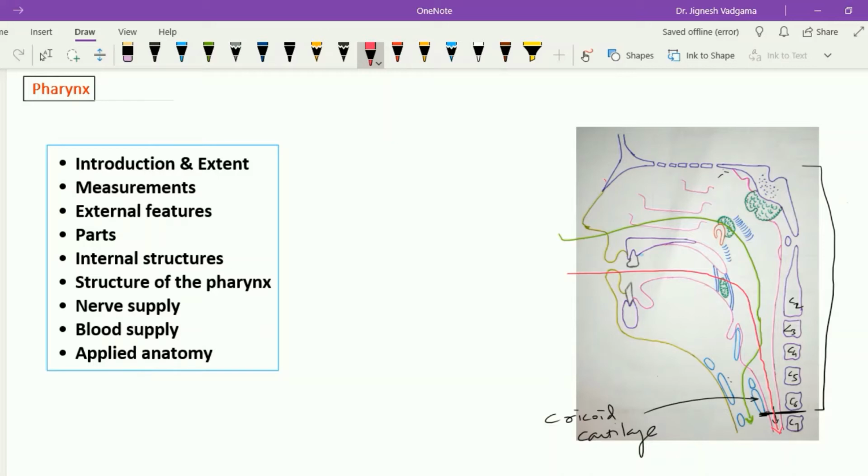Now when we see the measurement of the pharynx, the height of the pharynx is around 12 to 14 centimeters, and the width of the pharynx is maximum at the nasopharyngeal area, and this width is around 3.5 centimeters, while the minimum width of the pharynx is at the level of the pharyngoesophageal junction, and that is around 1.5 centimeters.